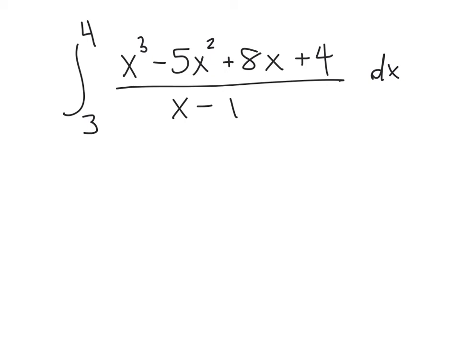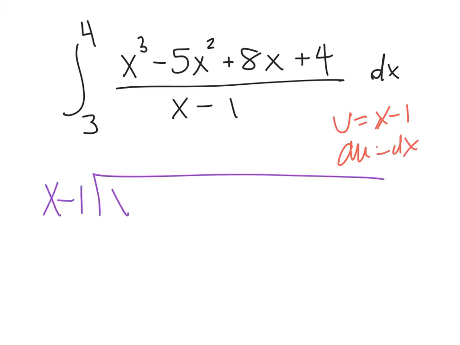So my first attempt, of course, is to try u sub. If u equals x minus 1, its derivative is just dx, so clearly nothing's going to cancel. So you'll notice you kind of get stuck. The degree of the numerator is greater than the degree of the denominator. So I'm going to try the long division method. So x minus 1 divided by x cubed minus 5x squared plus 8x plus 4.